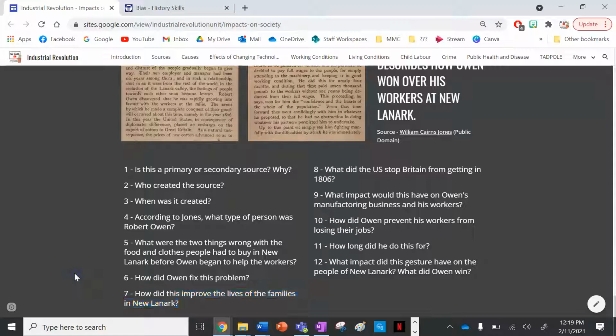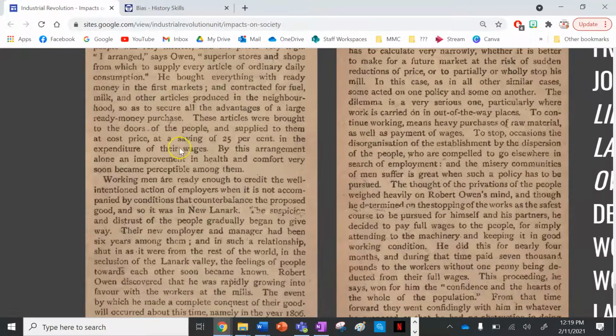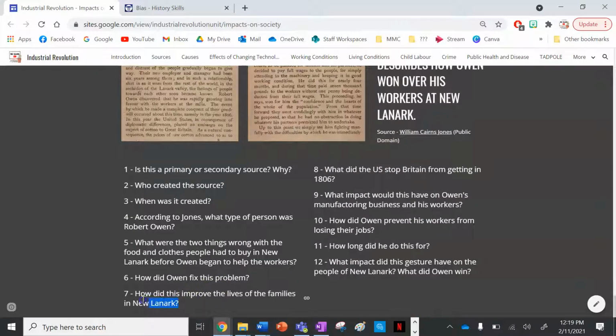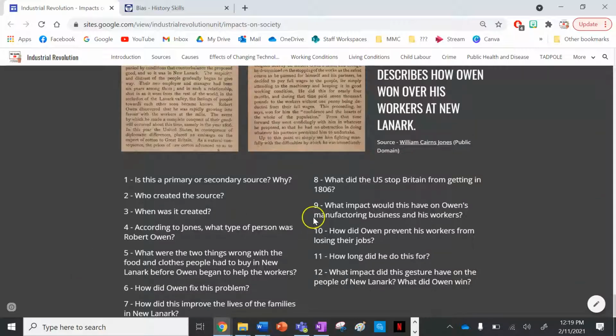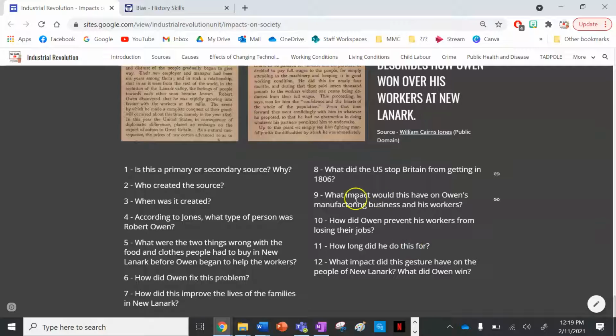How did this improve the lives of families in New Lanark? It says here, it improved their health and comfort. So we can tell it improved their whole livelihood. In particular, they were not spending as much money on food. The food quality was also better as well. Number 8, what did the US stop Britain from getting in 1806? So it's cotton. It says that there. They stopped trading cotton with them. What impact would this have on Owen's manufacturing business and his workers? Well, you can't run a textile factory without any cotton. So that's the answer for number 9. So the factory would have to shut down.